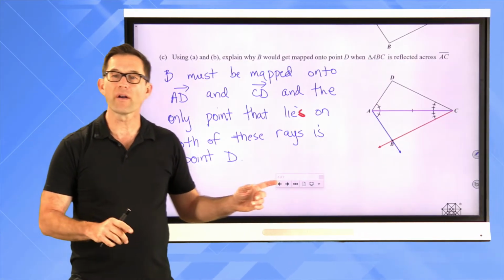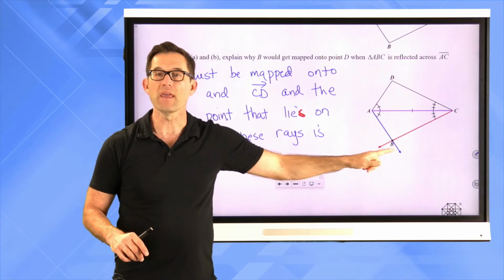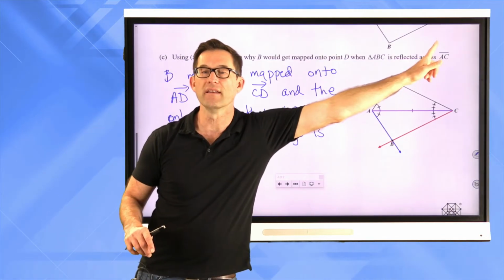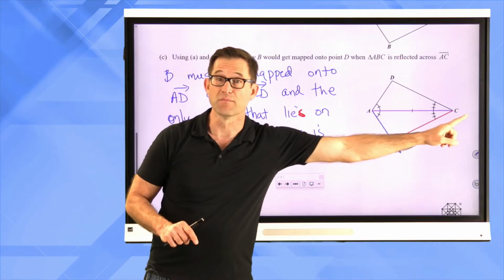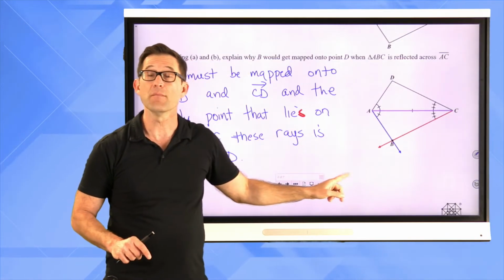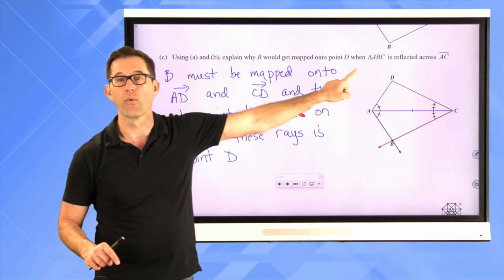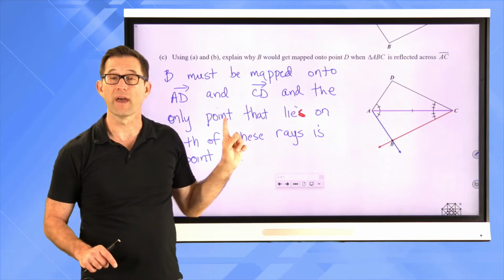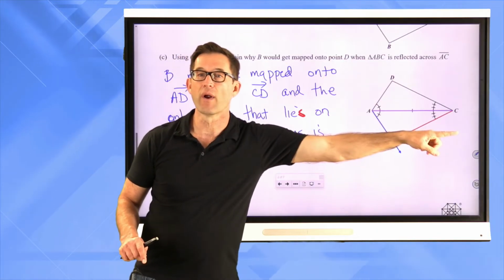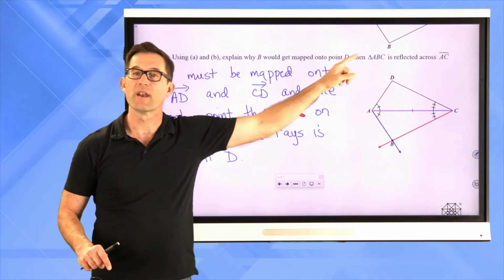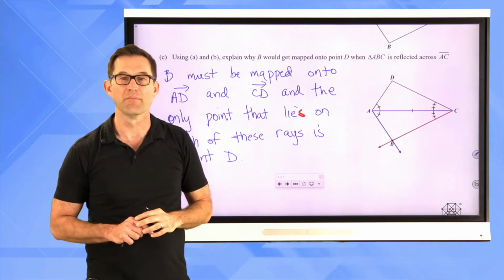We know from part A that when we reflect this triangle over AC, B has to lie somewhere along the ray AD. We also know that because B lies on ray CB, when we reflect it across, its image must lie somewhere on ray CD, okay? But if it's got to lie on both ray AD and ray CD, then it must lie at point D because it's the only point that's common to both, right?